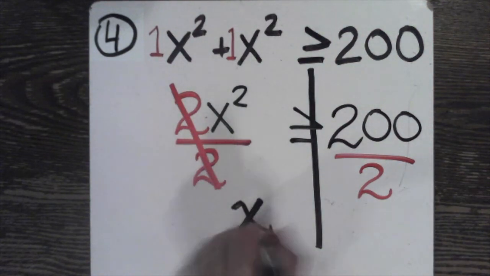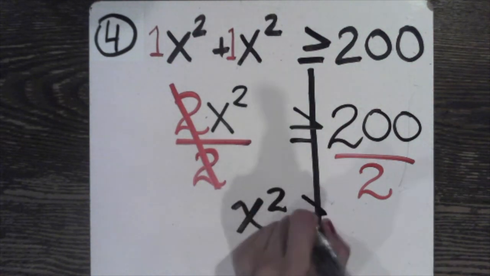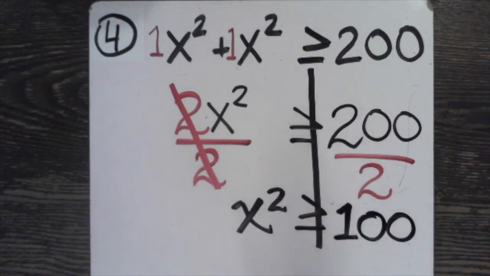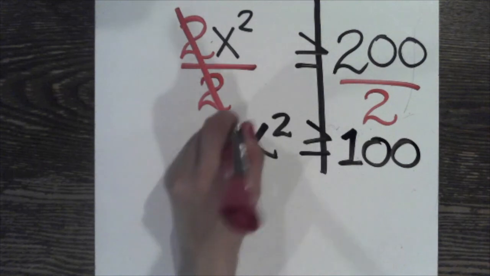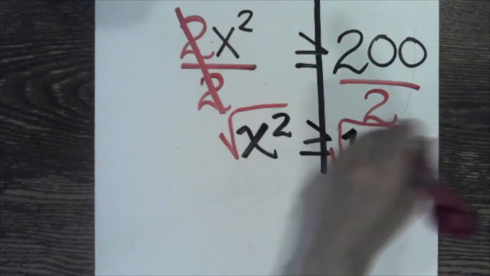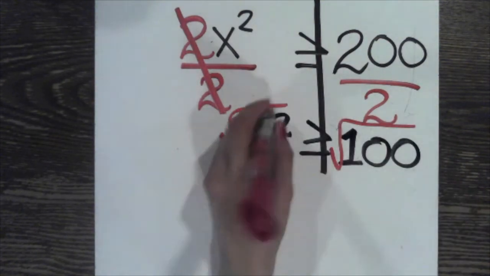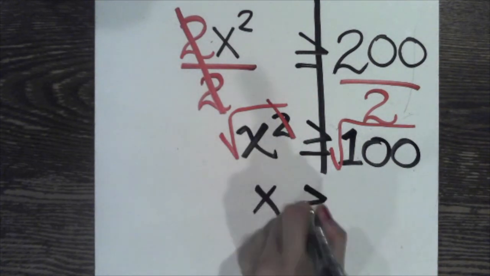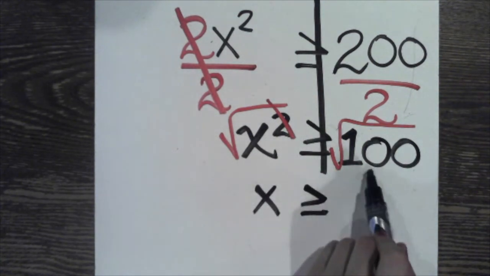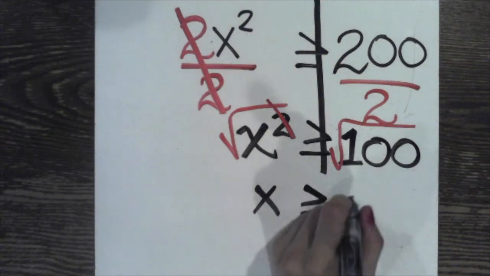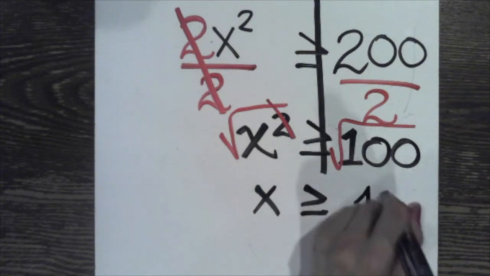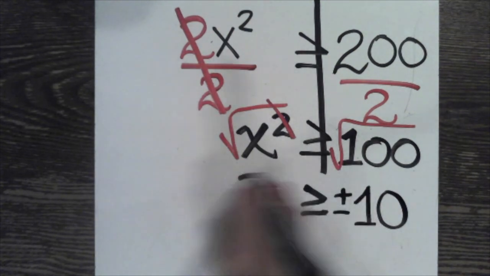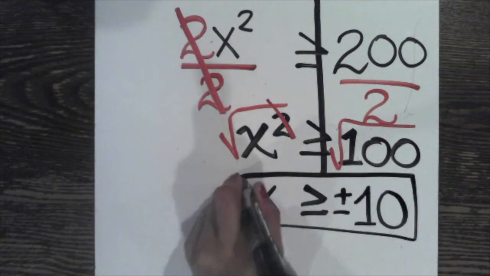And I am left with x squared is greater than or equal to 200 divided by 2, which of course is 100. Now the opposite of a square is a square root. So I take the square root of both sides, and I know square and square roots cancel out, so I'm left with an x on the left and the square root of 100 on the right. I know 10 times 10 is 100, but also negative 10 times negative 10 is 100. So x is greater than or equal to plus or minus 10.